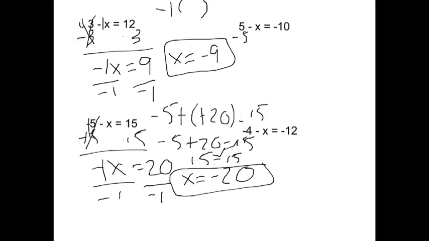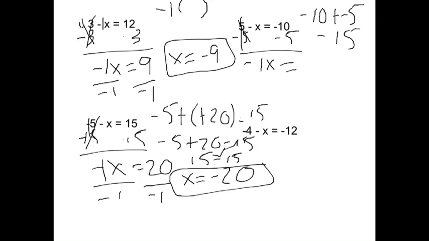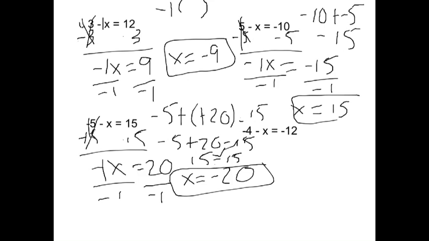Positive 5, so I'm going to subtract 5 from both sides. -1x equals -10 minus 5. Keep change opposite. Signs are the same. I add and keep the sign. Divide both sides by -1. x equals positive 15. Again, 5 minus 15 equals -10. Keep change opposite. Yeah, 5 plus -15 does equal -10.